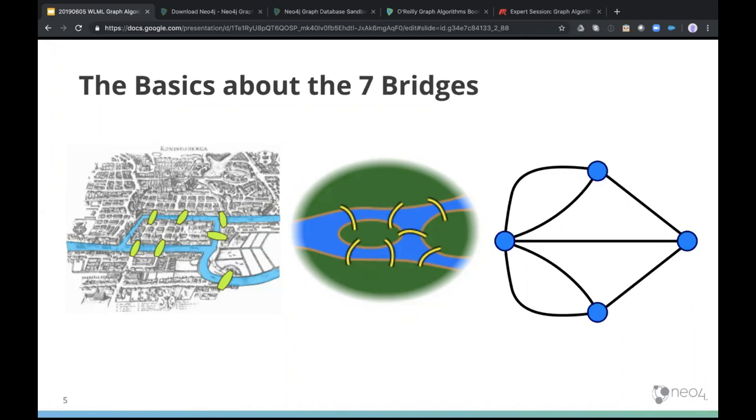So this was the situation before Euler. The city map of this beautiful city called Königsberg, and they had an emperor, the emperor of Prussia, who was coming to visit and who wanted to take a walk. And as you do as an emperor, you make silly demands. He basically said, I want to walk across the city, I want to see every part of the city, but I don't want to walk any street twice.